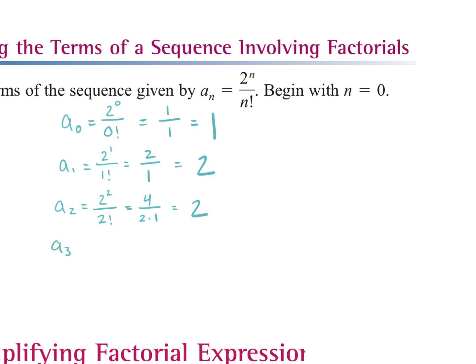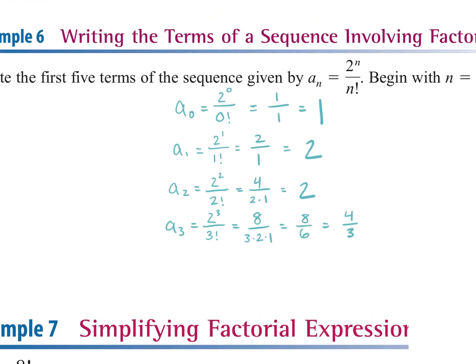Then let's plug in 3. So 2 to the third power over 3 factorial. What is 2 to the third power? 8. Awesome. 3 factorial is 3 times 2 times 1. What's 3 times 2 times 1? 6. So we get 8 over 6. What does 8 over 6 simplify to? 4 over 3. Because we divide them both by 2.